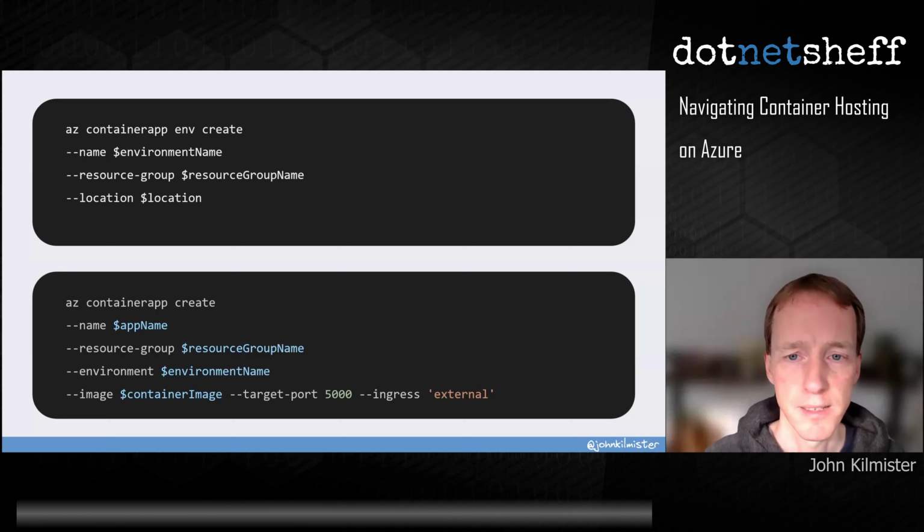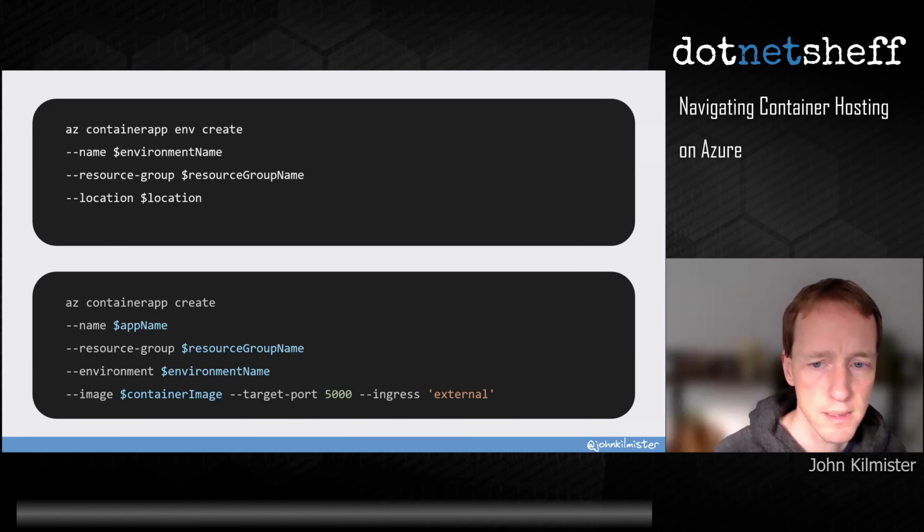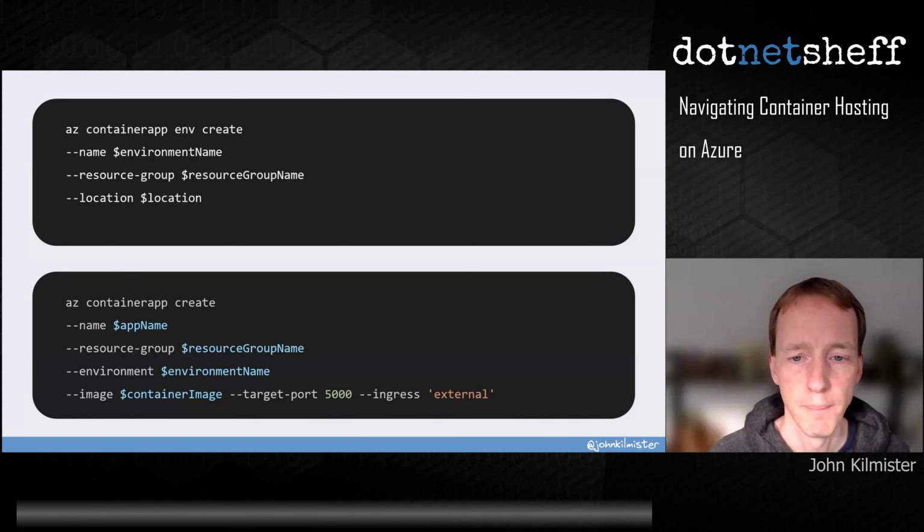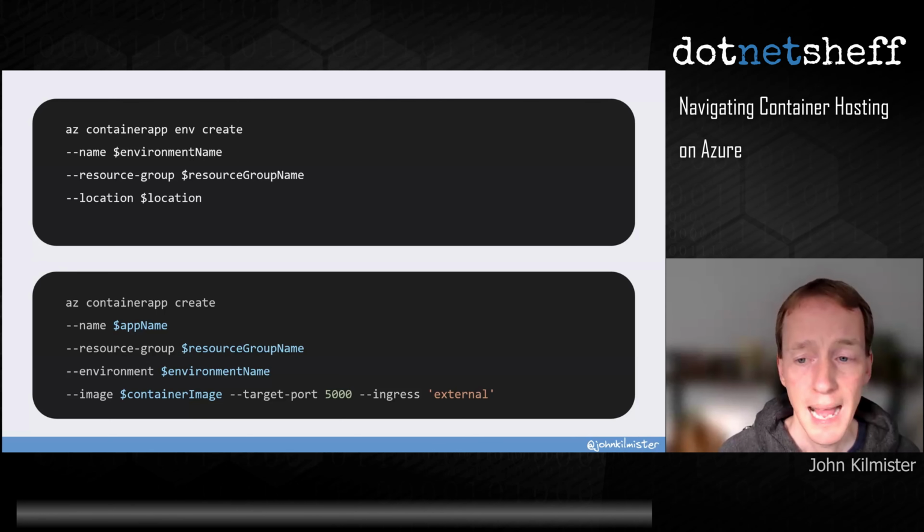Well, it's a very similar story. We create an environment and then we actually deploy our container app into it. Because we are sort of container first here, as well as specifying the image, we also specify things like the target port, and you have to specify how you want that ingress, if you want it public or not.